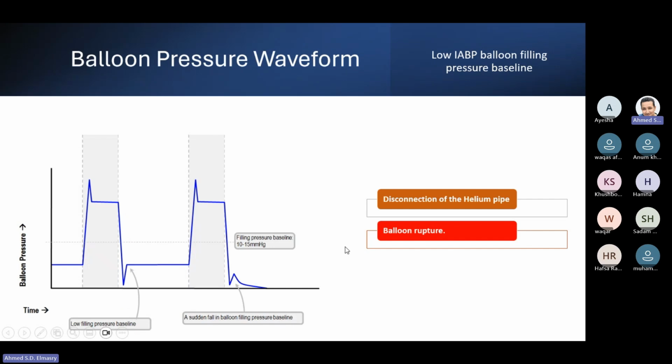So the first abnormality is a low intra-aortic balloon filling pressure baseline. And as you see here, it should be at this level, 10 to 15 millimeters of mercury, but actually it is low here and going down. So it could be due to balloon rupture or disconnection of the helium pipe.